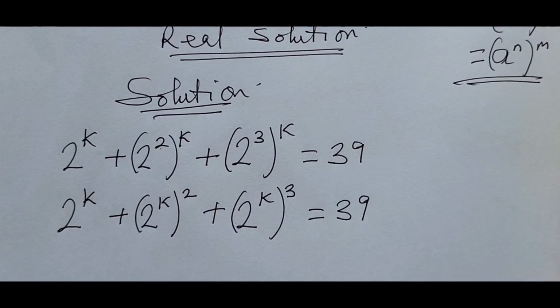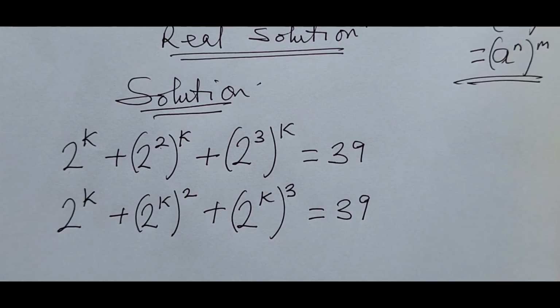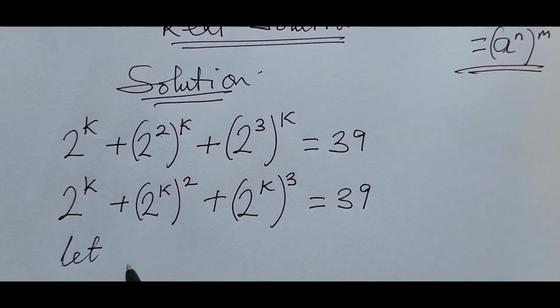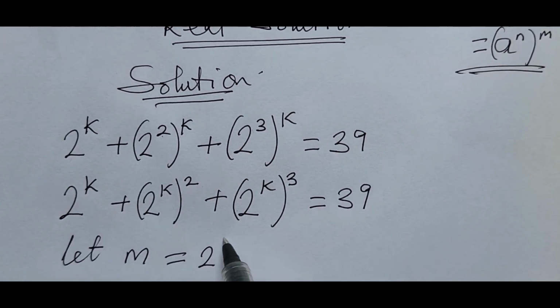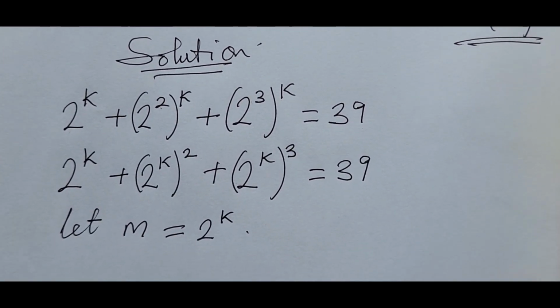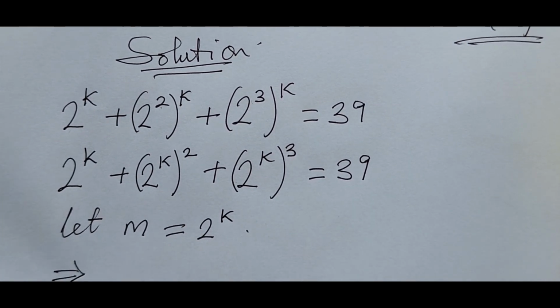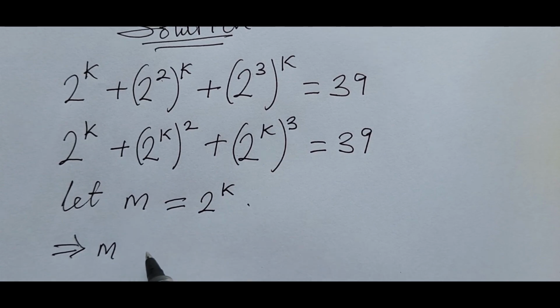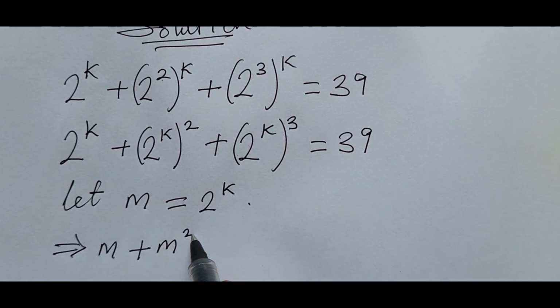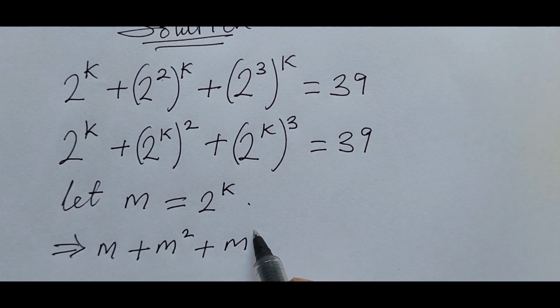So since we have a k common to both terms in this challenge, what we do here is easy. We have to make a simple substitution in here. So we're going to use another alphabet to represent 2 to the power of k. So from here we say let m be equal to 2 to the power of k. So wherever we see 2 to the power of k, we're going to put m here. So in this expression, this now implies that m plus m to the power of 2 plus m to the power of 3 is equal to 39.